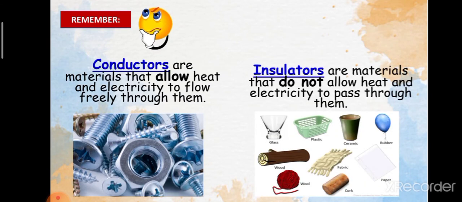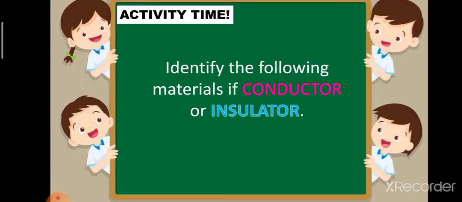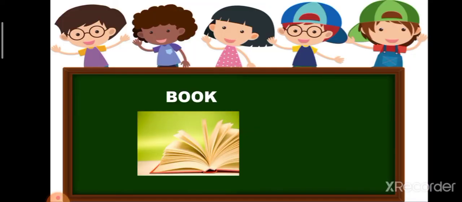Remember, conductors are materials that allow heat and electricity to flow freely through them, while insulators are materials that do not allow heat and electricity to pass through them. Activity time! Identify the following materials if conductor or insulator. Let's begin. First material is book.